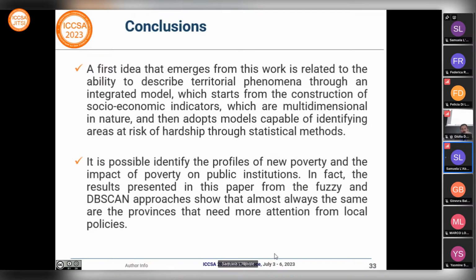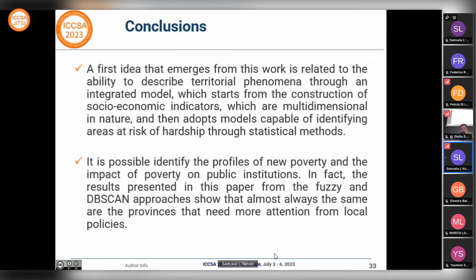A first idea that emerges from this work is related to the ability to describe territorial phenomena through an integrated model, which starts from the construction of socio-economic indicators, which are multidimensional in nature, and then adopts models capable of identifying areas at risk of hardship through statistical methods.